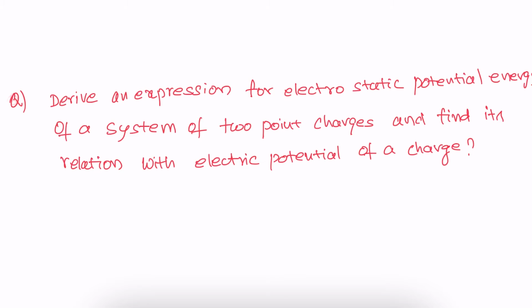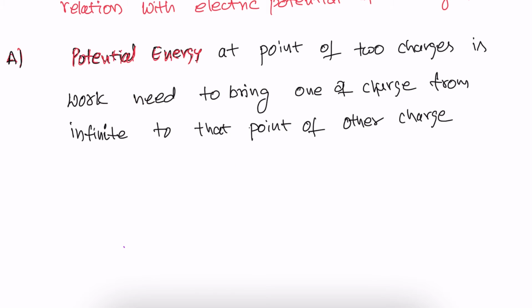Next question is, derive an expression for electrostatic potential energy of a system of 2 point charges and find its relation with the electric potential of a charge. What is potential energy? Definition: potential energy at a point of 2 charges is the work needed to bring one of the charges from infinity to the point of the other charge.